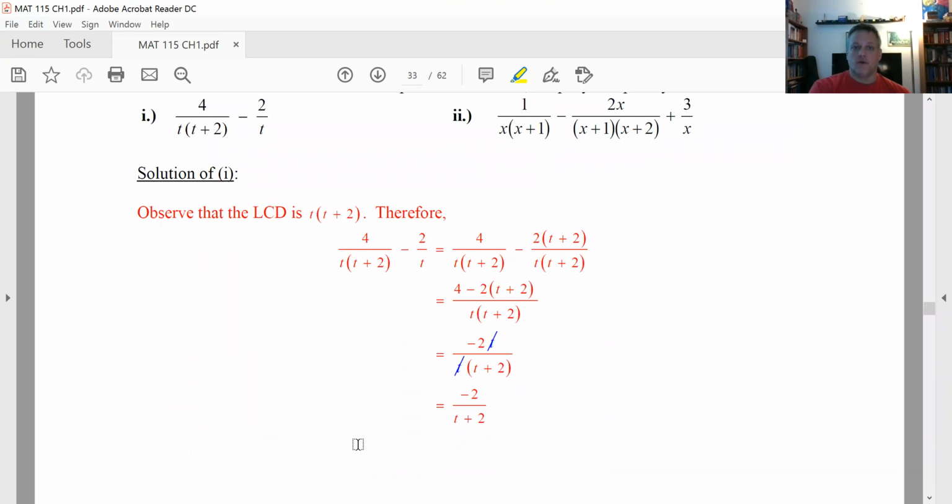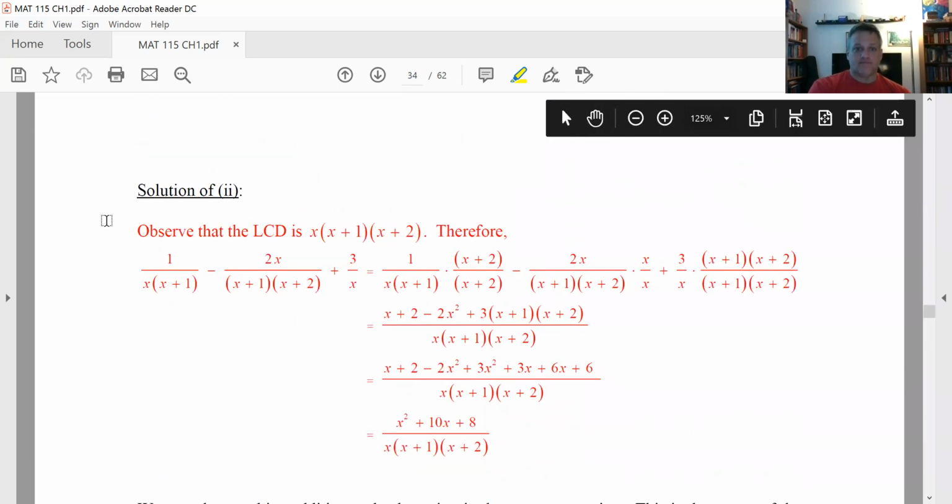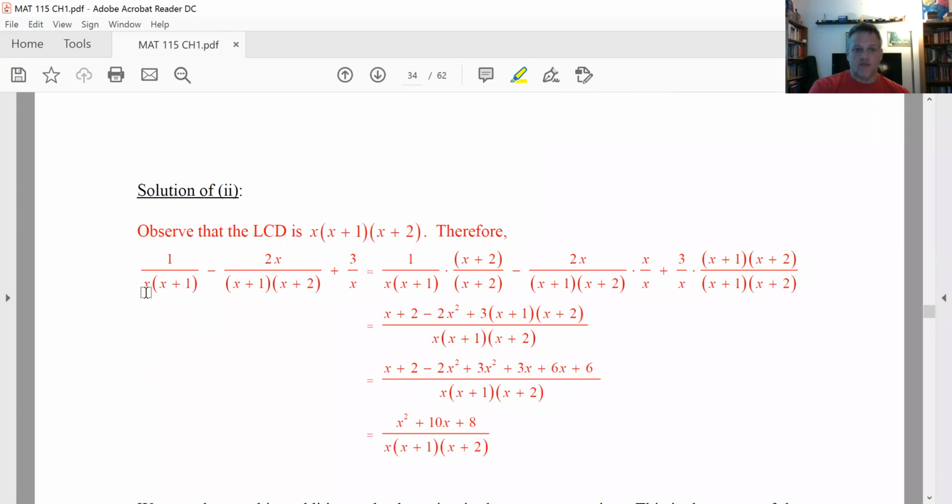Okay, so there's the first one. LCD is t times t plus 2. So the only thing you need to do here is multiply the second fraction, top and bottom, by t plus 2, and then write as a single fraction and proceed. The second example is, like I said, slightly more complicated. The LCD, you take every factor that ever occurs in any of the denominators, namely x, x plus 1, and x plus 2. That product is the LCD.